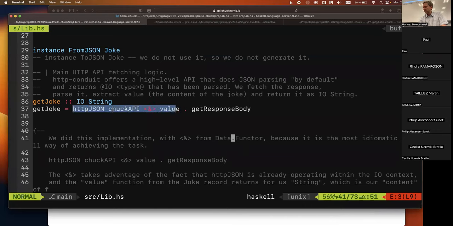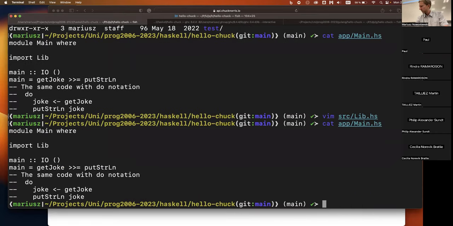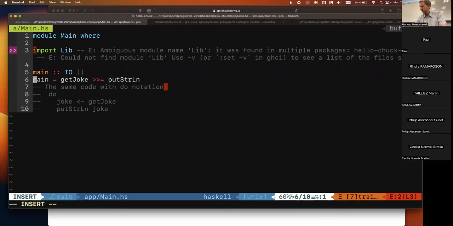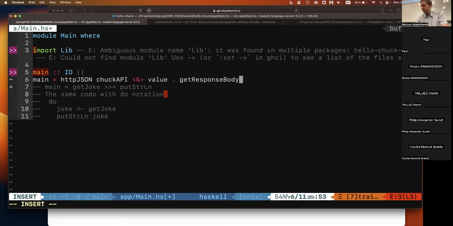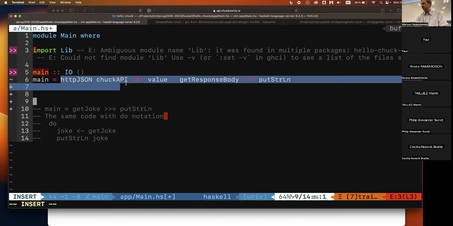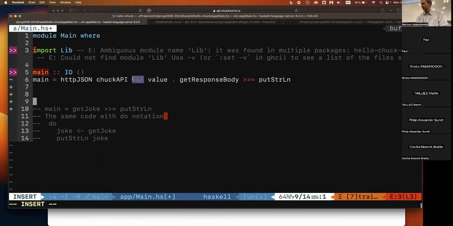So if we go to here, okay, this is our main, but if we were to write main, we have this, and then we bind it to putStrLn, right? So that is the code minus the boilerplate for the struct that you would have to do in Haskell. It's a single liner, and you have this composability by space.